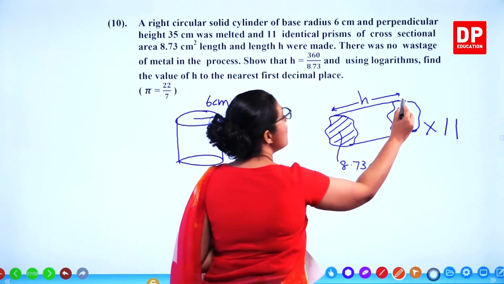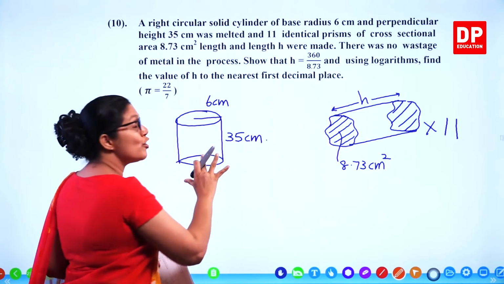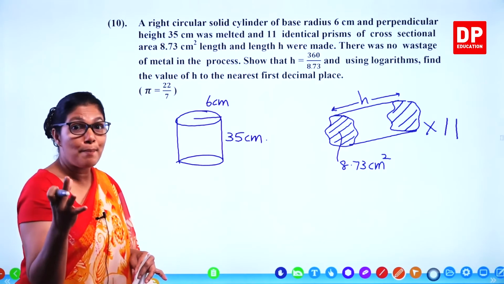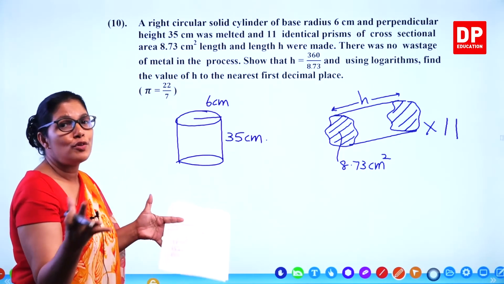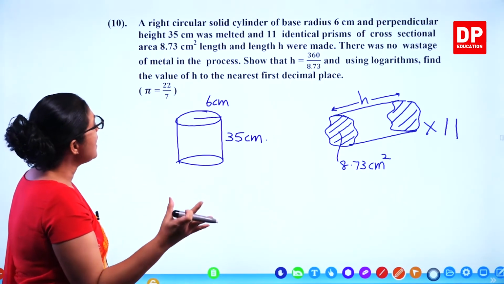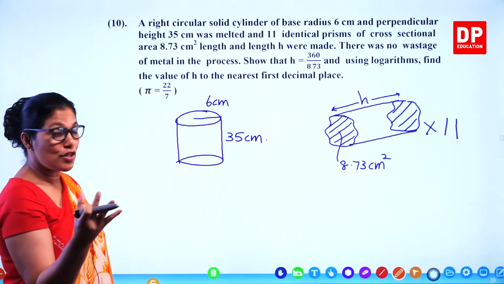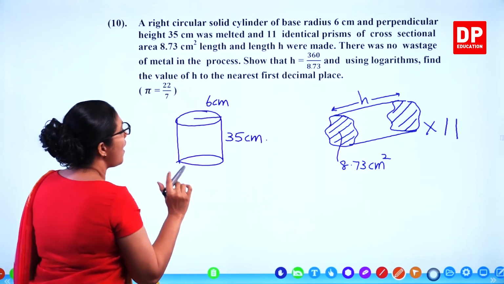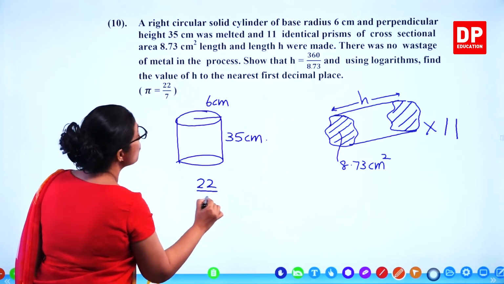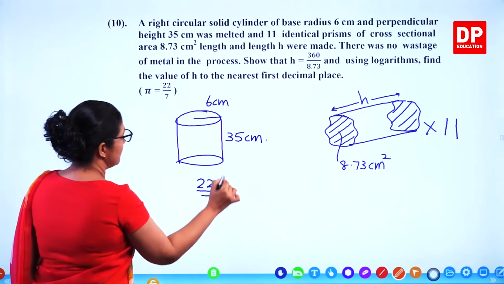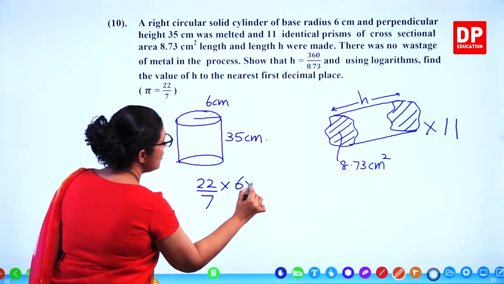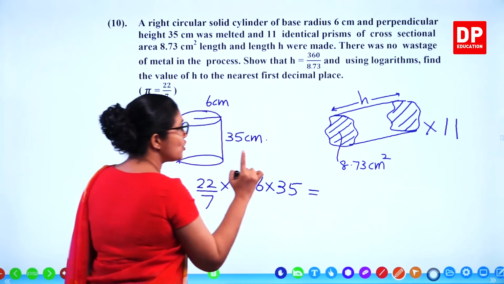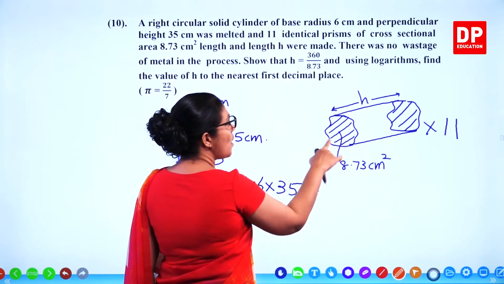So here we have to find out the volume of the cylinder and volume of one prism multiplied by 11. The total volumes are the same, so we can equate. You can construct an equation from that. What's the volume of the cylinder? Pi r squared H. Pi you can take 22 over 7. R squared is 6 into 6. H is 35. That's equal to this one.